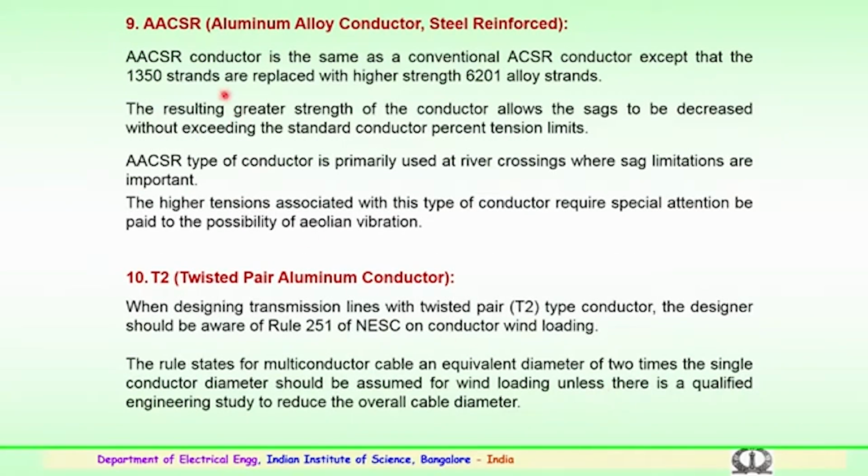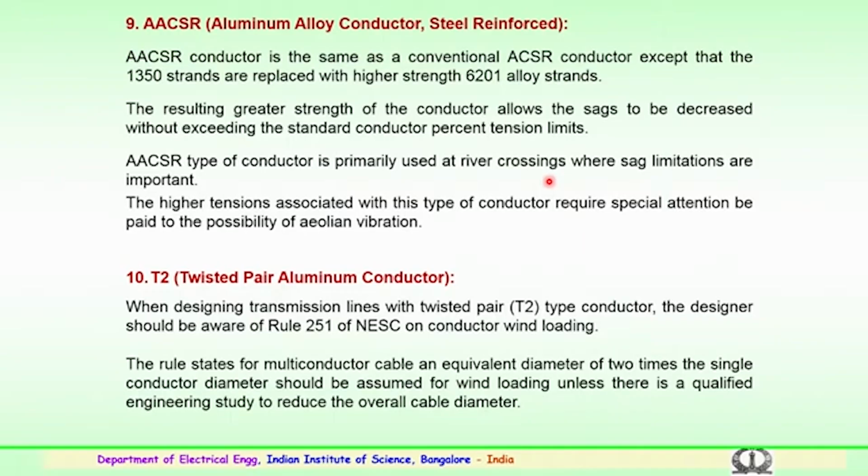The ninth is AACSR, aluminum alloy conductor steel reinforced. This conductor is the same as a conventional aluminum conductor steel reinforced, except that 1350 strands of aluminum are replaced with higher strength, that is 6201 alloy strands. So, the alloy strands are the change which has been made. This results in greater strength of the conductor, which allows the conductor sag to be decreased without exceeding the standard conductor percent tension limits.